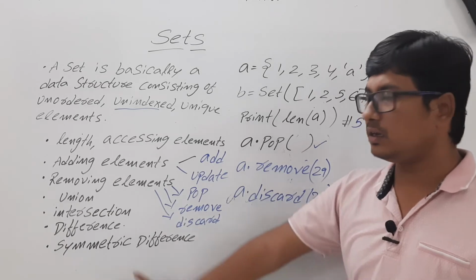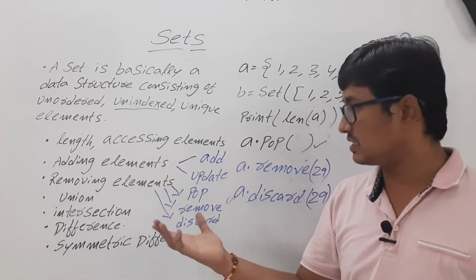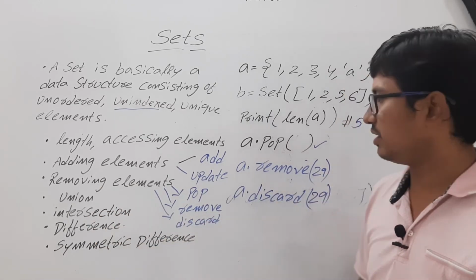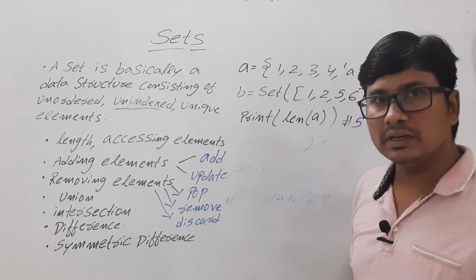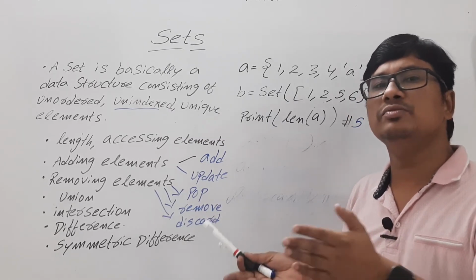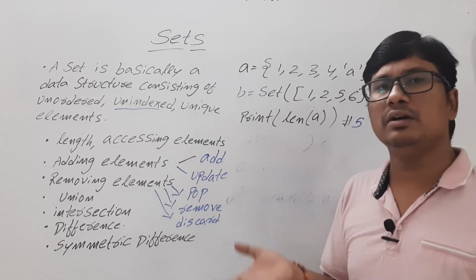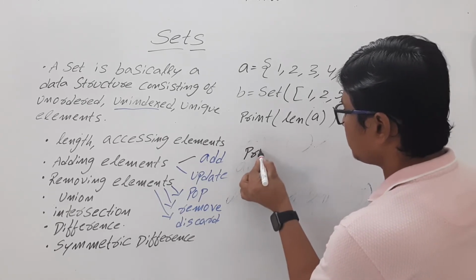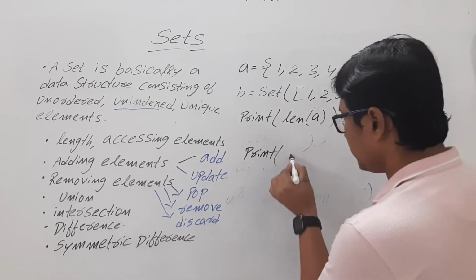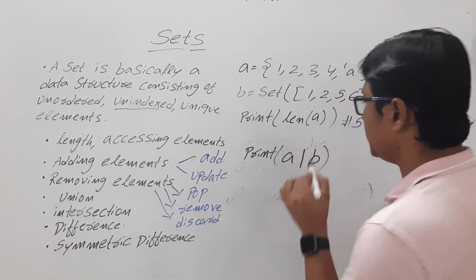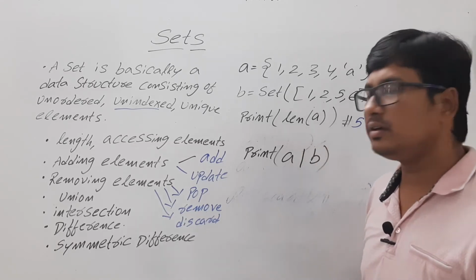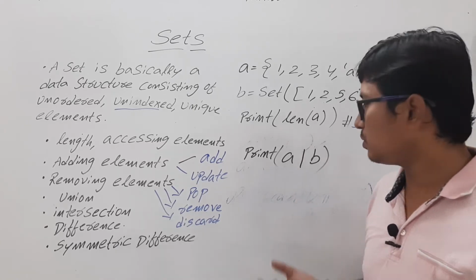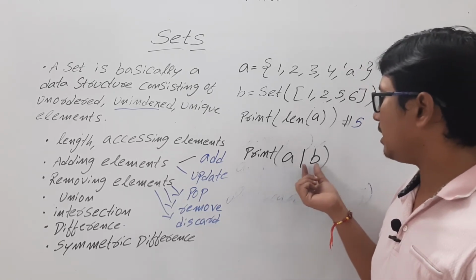Now let me discuss a few operations we will perform on sets. One is set union, then set intersection, difference and symmetric difference. Now coming to the union, you know that it will display all the elements which are there in both the sets. You are combining the two sets. So you need to write print, A union B. This is the operator you need to use for the union. So here A is set 1, B is set 2. So the elements which are there in A and B will be displayed.